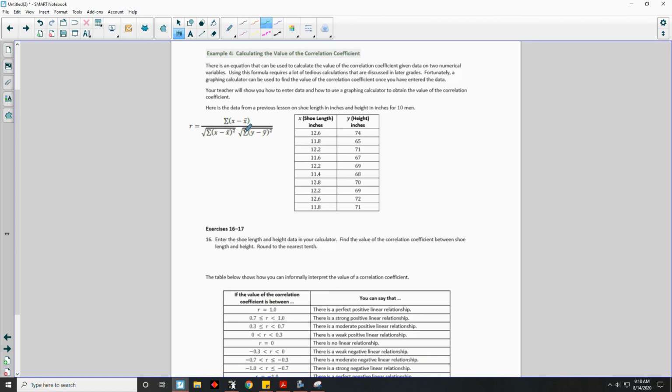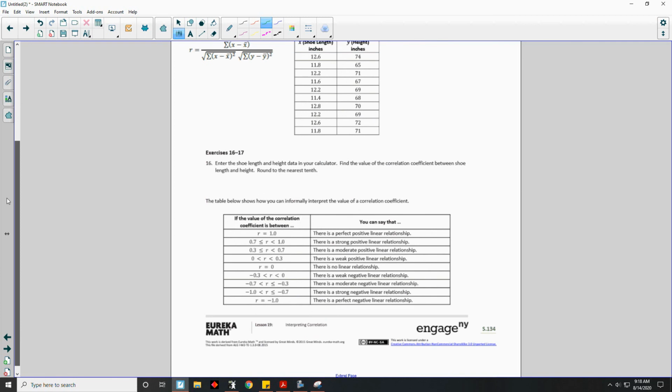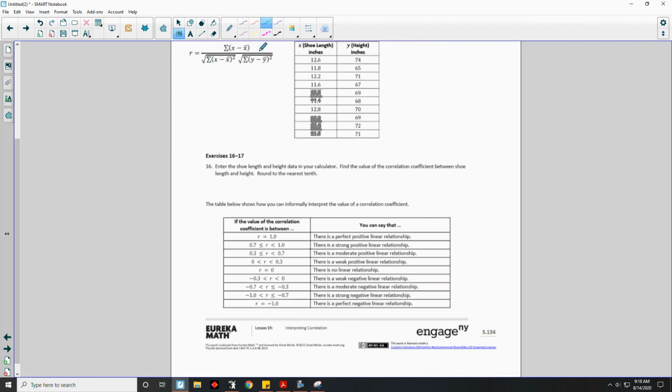And then you multiply those two, and then so that's this divided by those. So anyhow, for those who are interested, that's that. Now let's move on to exercises 16 and 17. We're just going to use the calculator now. We're not going to do this manually. So it says enter the shoe lengths and the height data into your calculator. Okay, so let's do that.